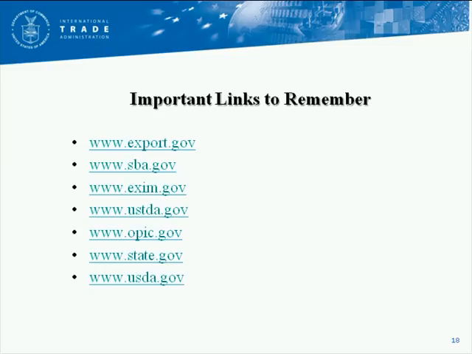Just a few important links to remember. Most of this, as you know, ends with the .gov for government. So export.gov, that's our portal. For Small Business Administration, SBA.gov. For Export-Import Bank, exim.gov. For TDA, USTDA.gov. Then OPIC, Overseas Private Investment Corporation. State.gov has multiple country pages, specific travel warnings, so definitely look toward that as well if you're traveling. And USDA.gov for all agricultural products.